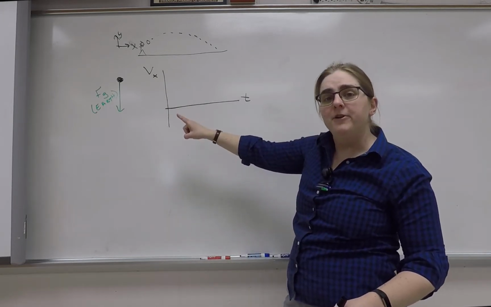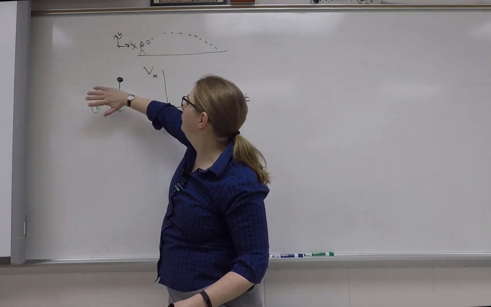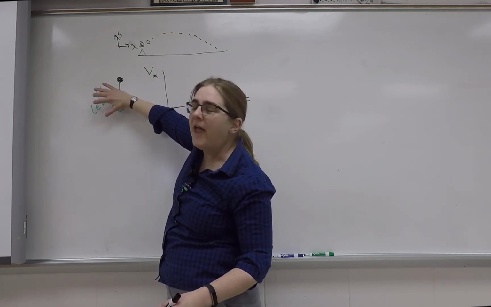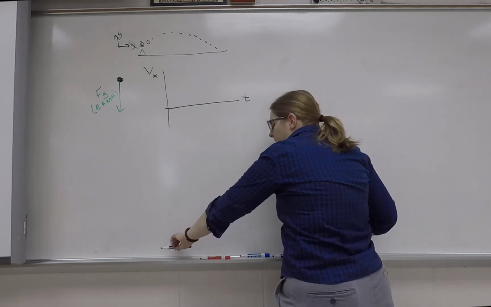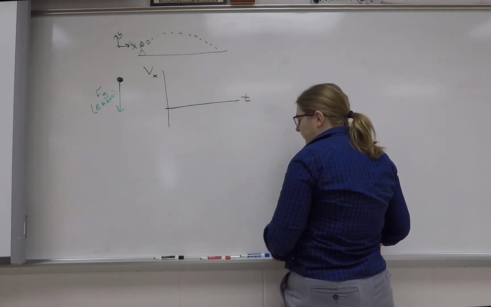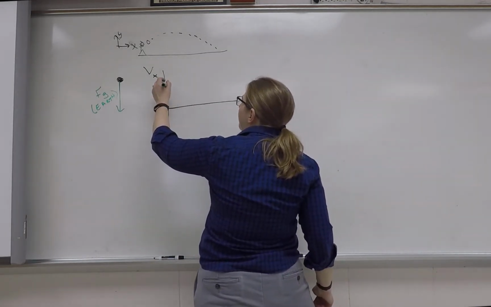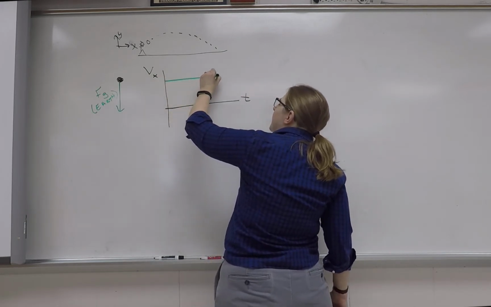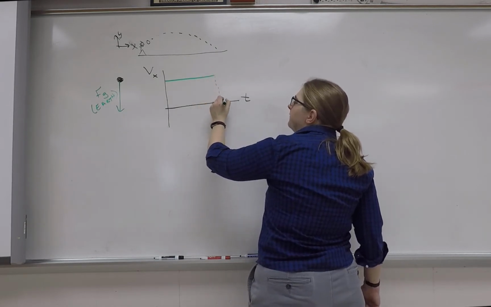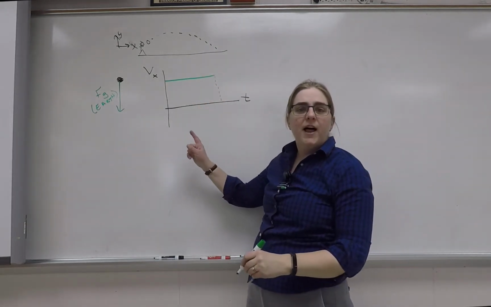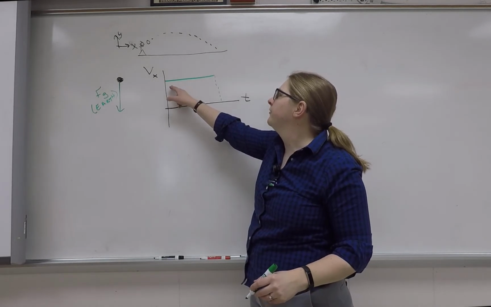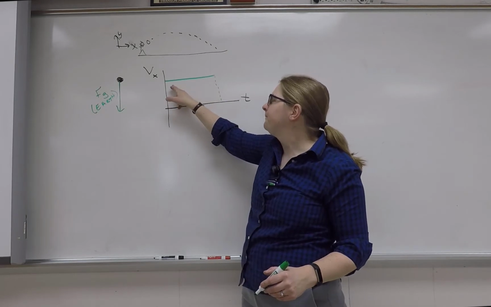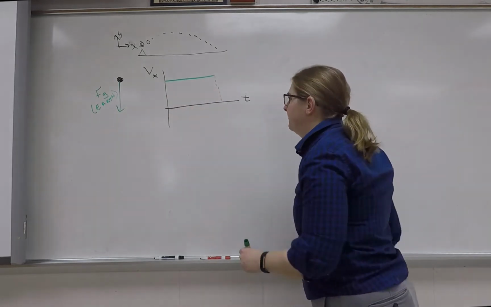So if I go back to my free body diagram and I pay attention to just the horizontal, there are no horizontal forces acting on this projectile, which means that the horizontal forces on this projectile are balanced. As soon as you've got balanced forces, you have a constant velocity, which we figured out first trimester. A constant velocity is just a horizontal line on a velocity versus time graph.